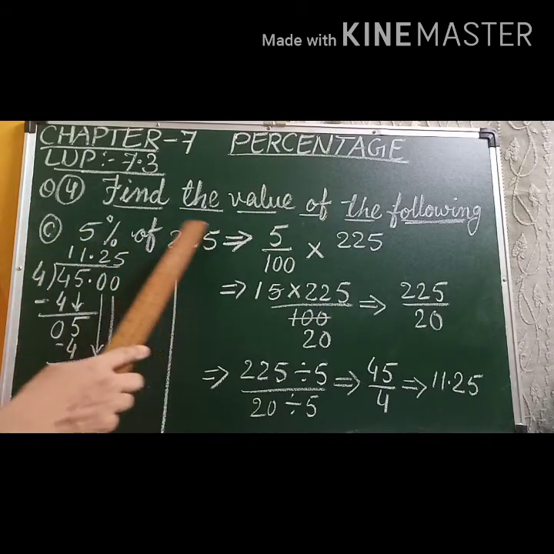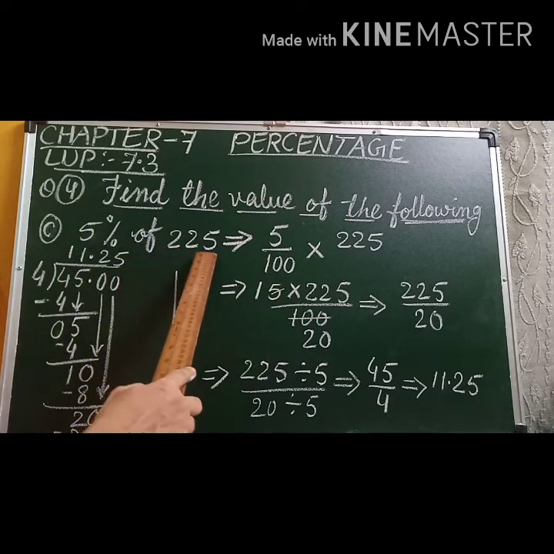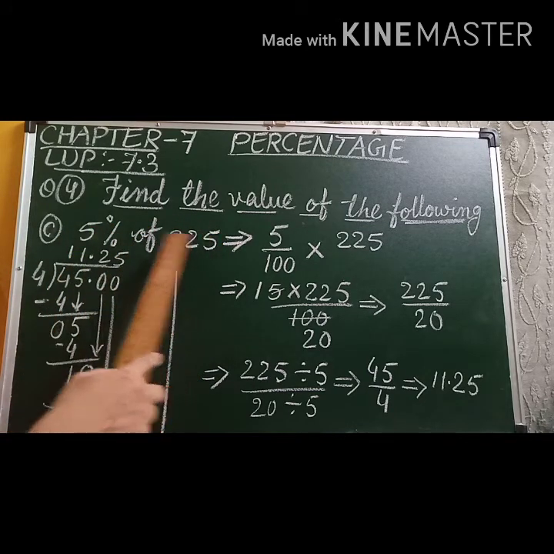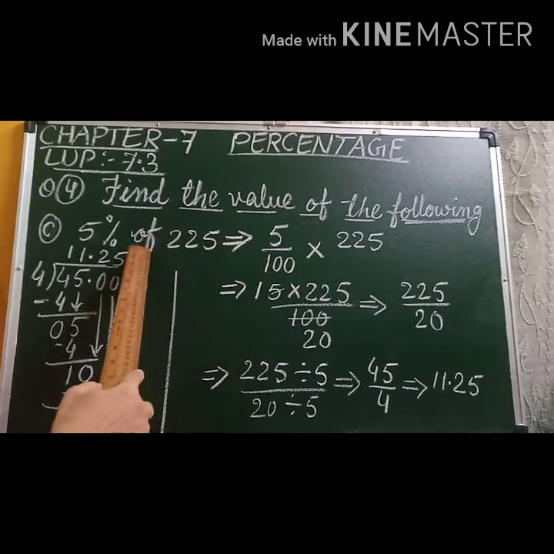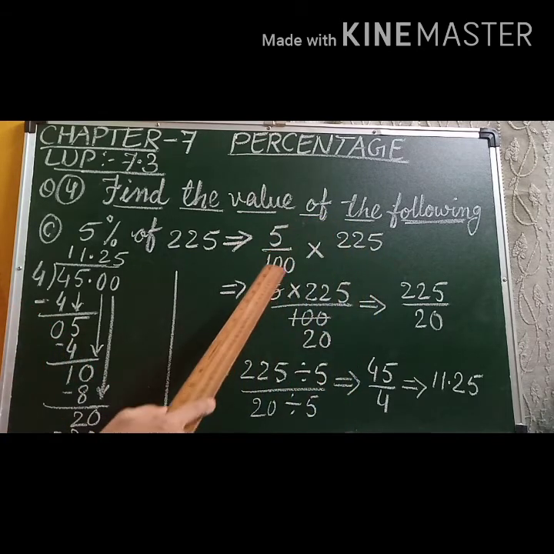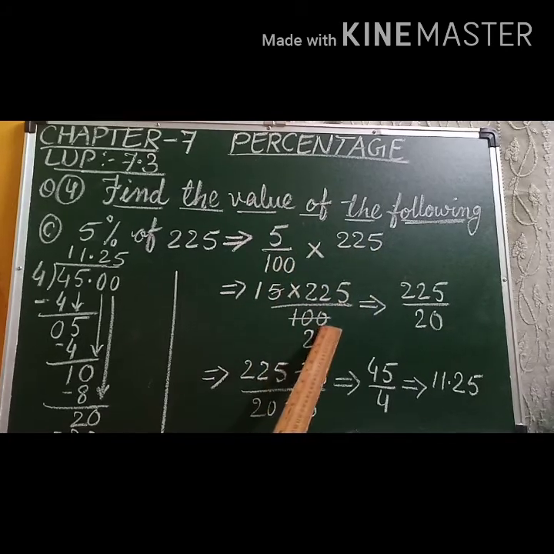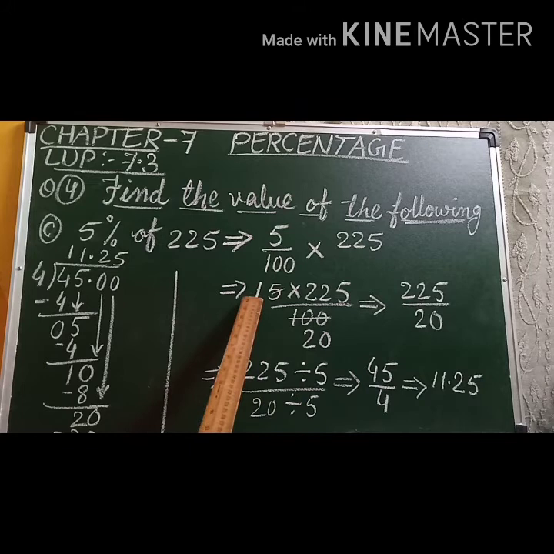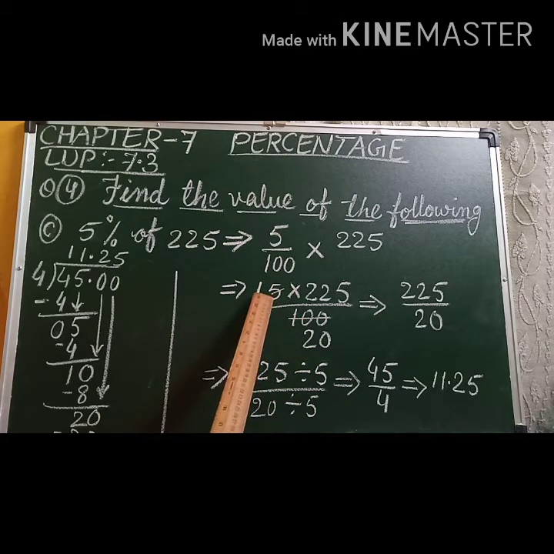The next question is similar to the previous one. Here we have to find the value of 5% of 225. Again we have to follow the same method. This 5% can be written as 5 by 100 and "of" can be converted to a multiplication sign. So we can write 5 by 100 multiplied by 225. So let's solve it. So 5 into 225 divided by 100. 5 and 100 can be simplified, can be divided by 5. 5 1s are 5 and 5 20s are 100. So these two terms can be divided by 5.